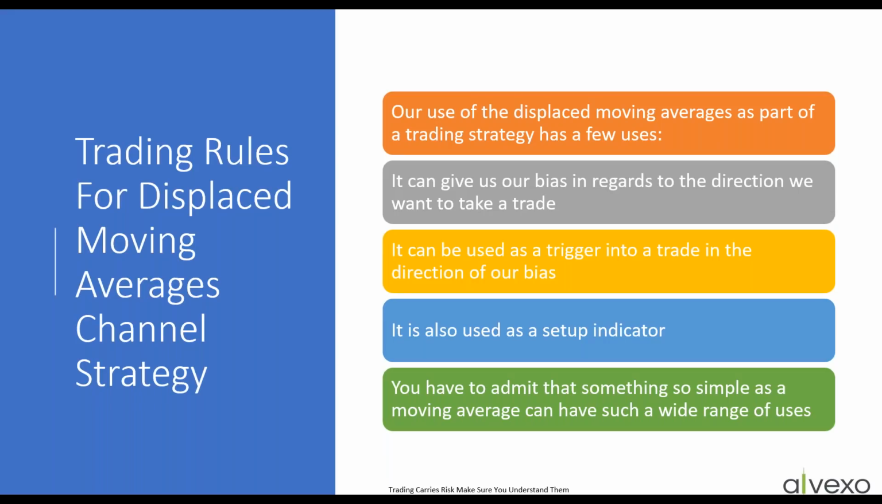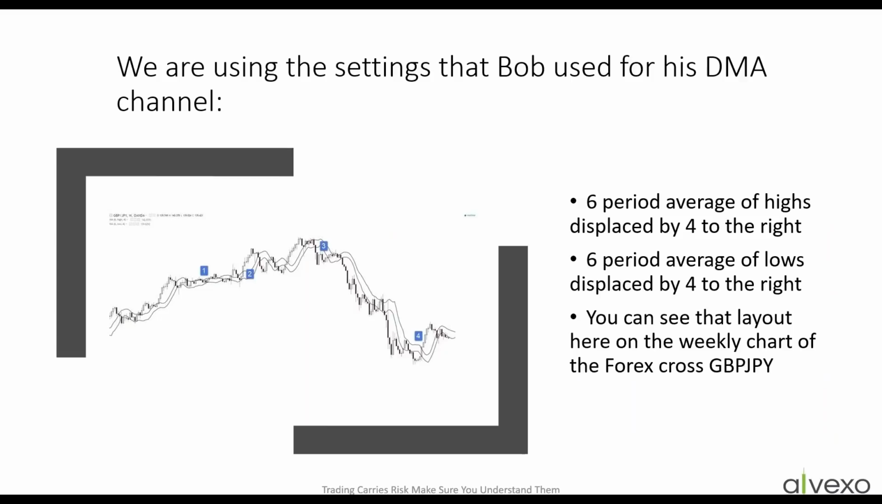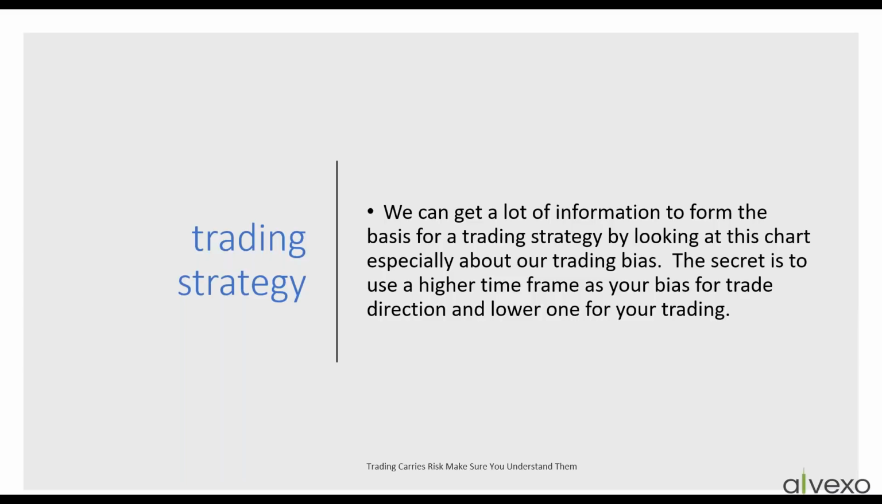displaced moving averages. Our use of displaced moving averages as part of our trading strategy has a few uses. It can give us our bias in regards to direction. It can be used as a trigger into a trade, and it can also be used as a setup indicator. You have to admit that something as simple as a moving average can have such a wide range of uses. And then you can combine it to build channels. There are many different areas, but there are the same strategies you would have used for EMAs or SMAs. It's just displacing it forward.